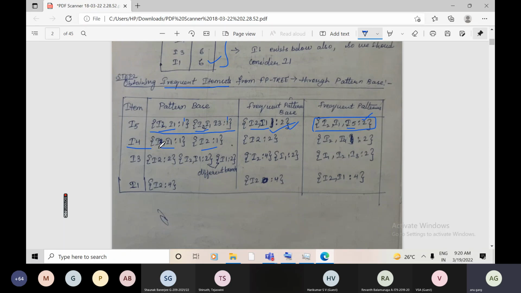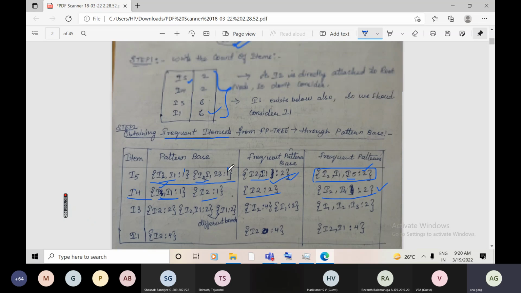Now, what is common between these two? I2 is common. So our frequent pattern will be I2. And then you complete your pattern set: you join I4 with I2. So this is one more pattern that we have got as a frequent pattern, and the support count is 2.